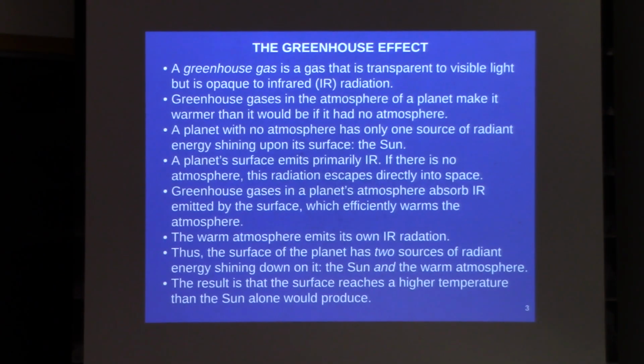Thermal radiation. So at the surface of the planet, there are two sources of radiant heat. Radiant energy shining down upon the surface, the sun and the warm atmosphere. And the result is that the surface reaches a higher temperature than it would if only the sun were shining down upon it. So this is what I would call the Astronomy 110 level explanation of the greenhouse effect.